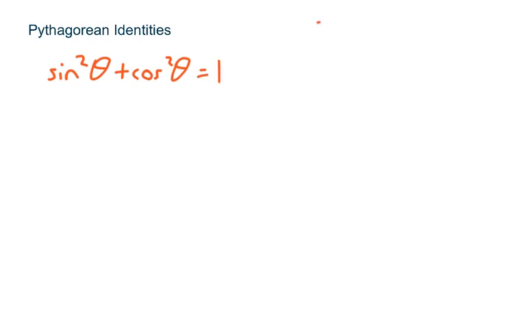Now, when you see sine squared of theta, what that really means is the sine of theta, squared. Okay, so it's just a simple way to write the square of a trig value without using parentheses.